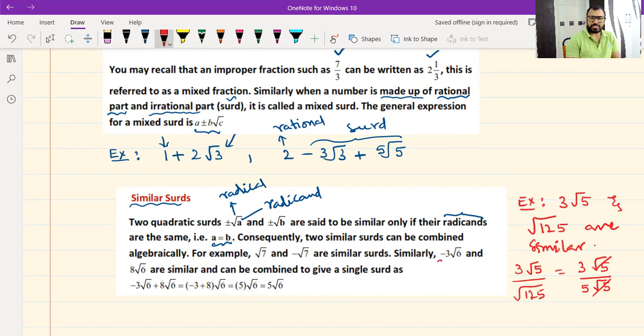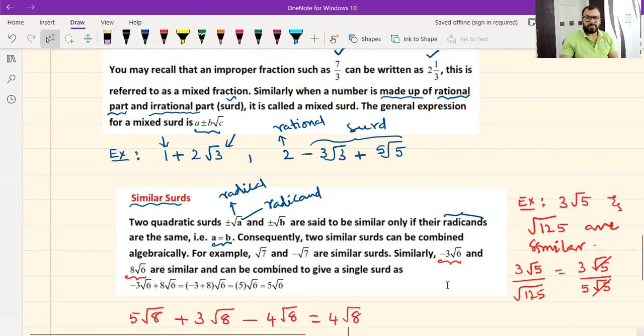So here you see minus 3 root 6, 8 root 6 are similar surds. Because if we combine them, means if we add or subtract, then it will be reduced to a single surd, right? Or you can take it like this also. For example, 5 root 8 plus 3 root 8 minus 4 root 8, right? So this is equal to, you see, it becomes 4 root 8.